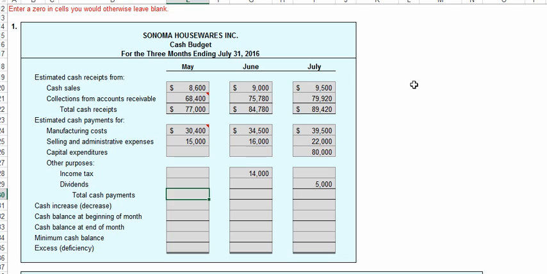So total cash payments, this is just our total from the second section here, estimated cash payments for.